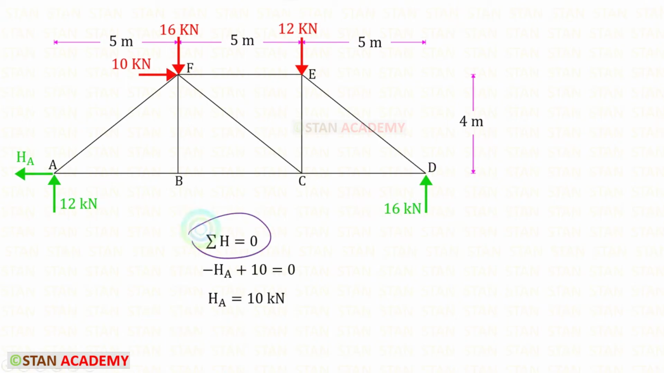Using this rule, we can find HA. HA is acting towards the left side, so it will be negative. This load is acting towards the right side, so it will be positive. For HA, we will get 10 kilonewton.